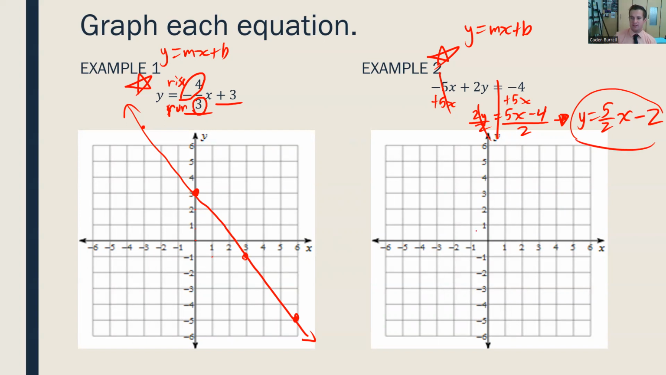Now it's in slope-intercept form. So my y-intercept is negative 2, and my slope is up 1, 2, 3, 4, 5 over 1, 2. 1, 2, 3, 4, 5, left 2. My line's going to look something like this. Okay, so that's how I graph a line once it is in slope-intercept form.